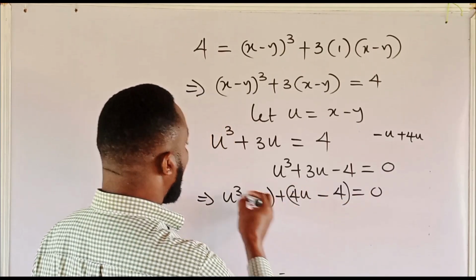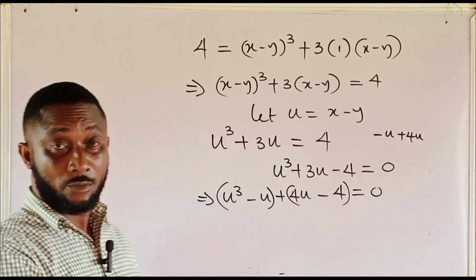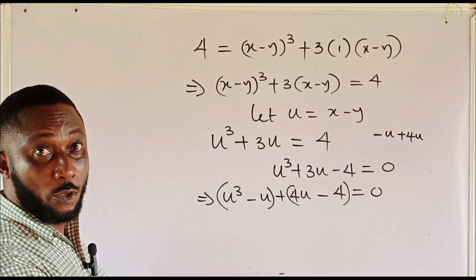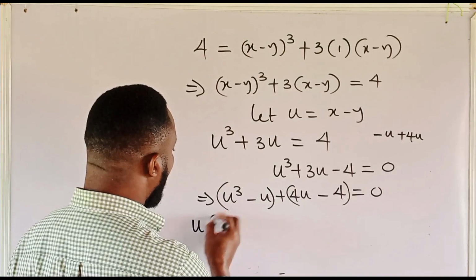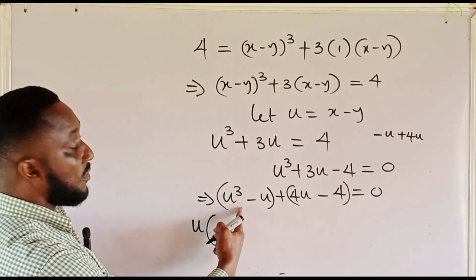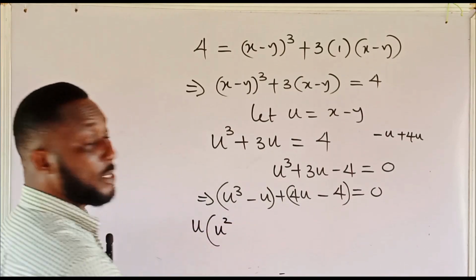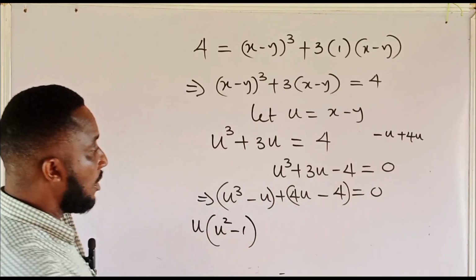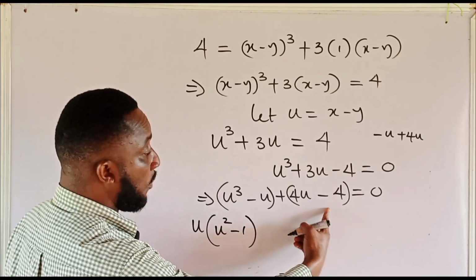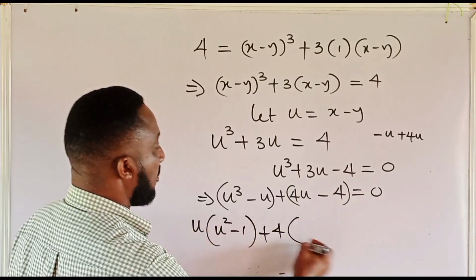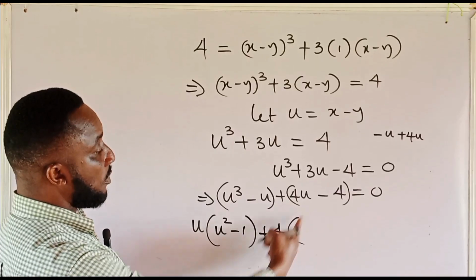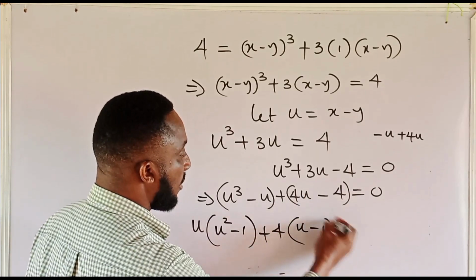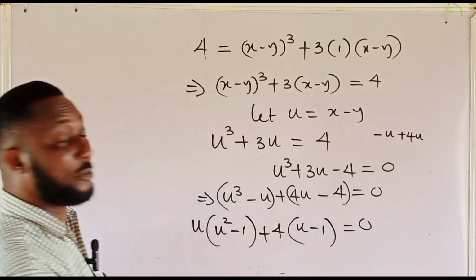So we shall factorize this by grouping. For the first group, you can see that u is actually common. If I factor out u here, I will use u to divide u cubed, which will give us u squared. Minus, I will use u to divide u, which is 1. In the second pair or group, 4 is common. If I factor out 4, use 4 to divide 4u, we have u. Then minus, I will use 4 to divide 4, that's 1. So everything equal to 0.